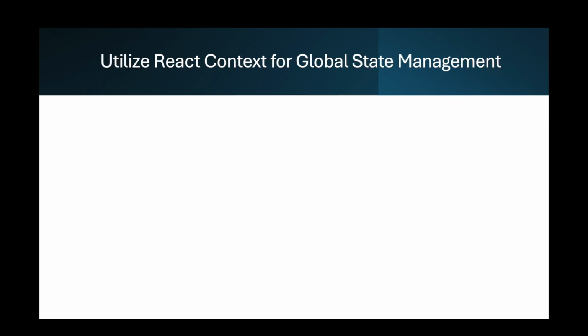Utilize React context for global state management. React context allows you to share values between components without prop drilling. Use context to manage global state such as themes or user data that needs to be accessible throughout your app.